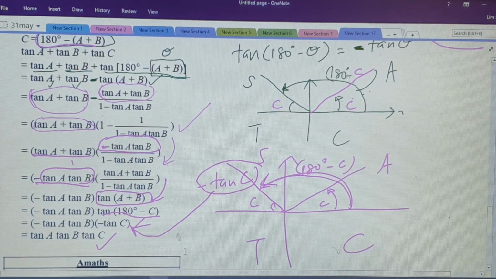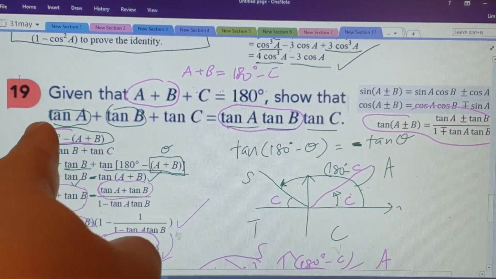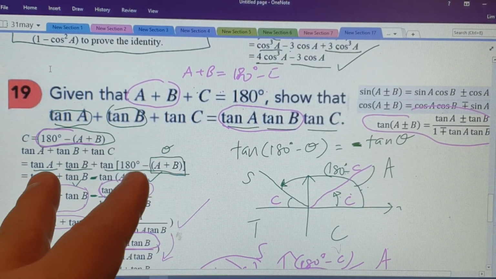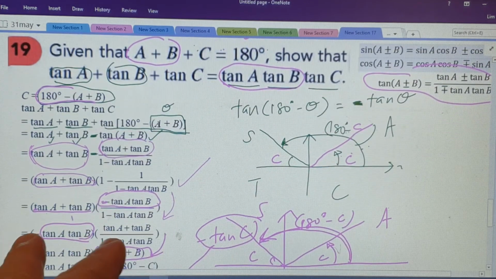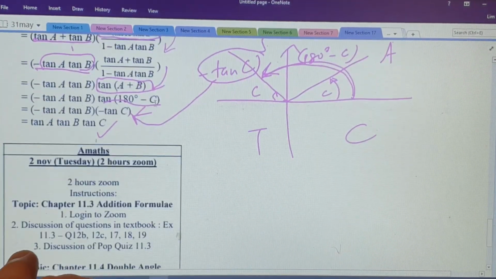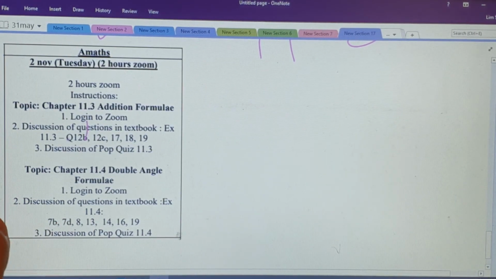So this is a very tough question. That's why it's labeled red color. Don't worry if you don't really understand how it goes. The whole idea is to practice your addition formula. Now, we have finished the textbook questions already. 1, 2, 3, 4, 5 questions all finished.